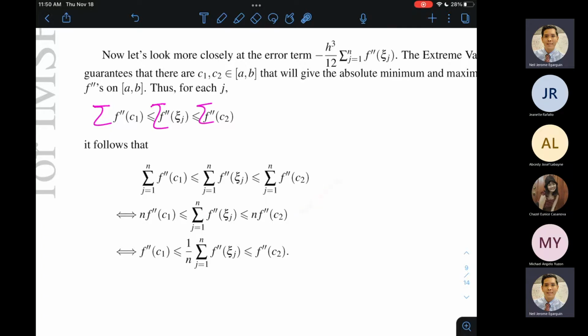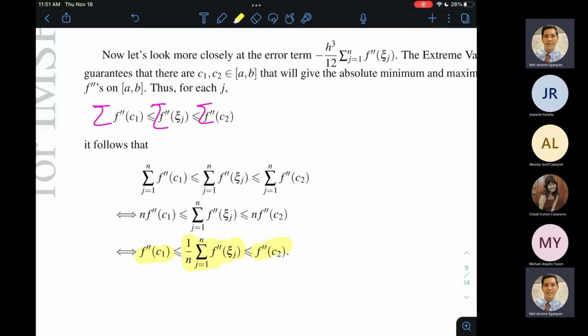But from here, I can divide all sides by the value of n. So essentially, f double prime of c1 will be less than or equal to 1 over n, the sum of the second derivatives, and that will be less than or equal to f double prime of c2. Okay? Now, what we have found here is that this value over here is between the lowest and the largest function value on the interval AB.